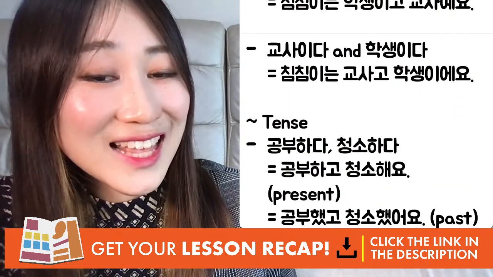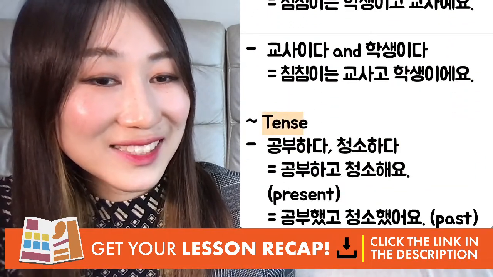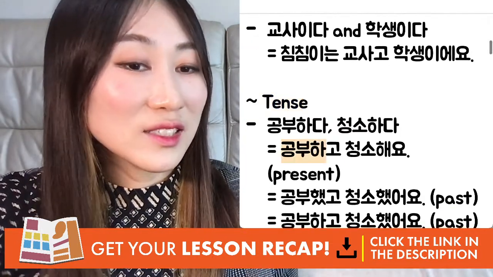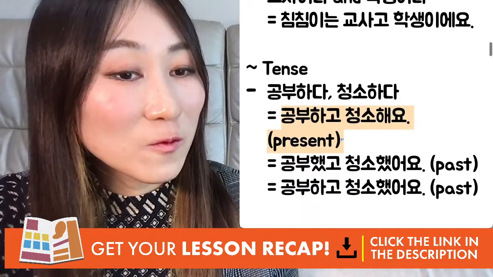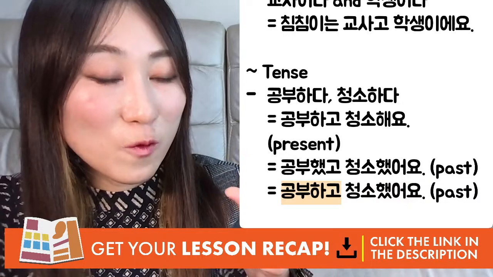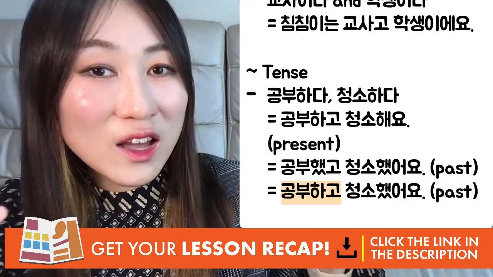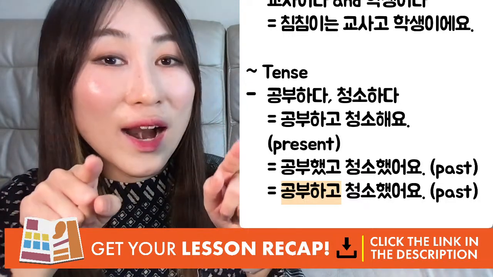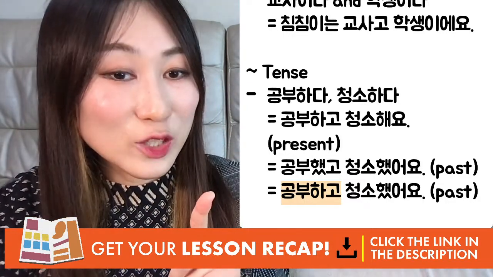Now we have tense. For present tense it's simple, that's it. But for past tense, this is very common. You just use the present tense, the dictionary form. Connect a lot of verbs or adjectives, but only to the last verb or adjective you put the tense.